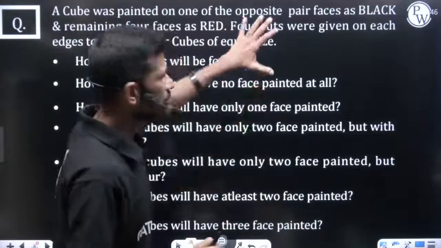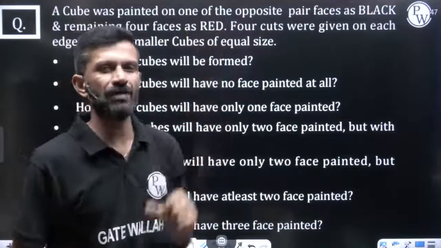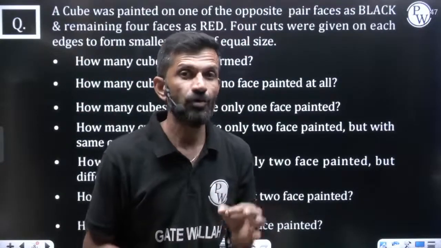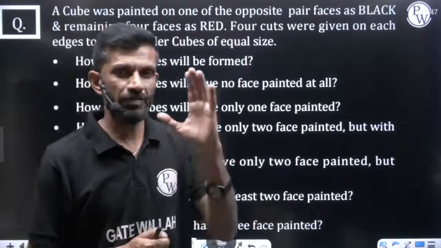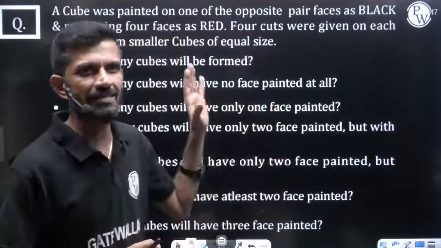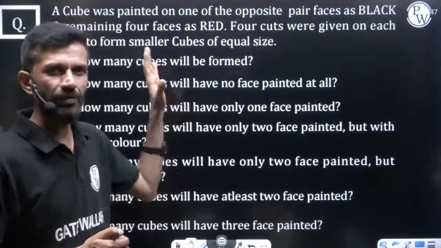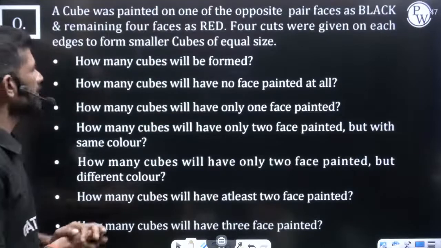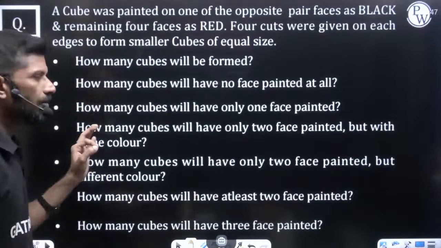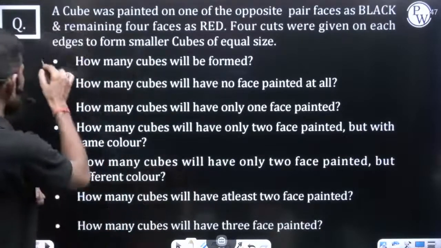Now, based on this data, they will ask you any one question. But as I said you, there will be total 7 different patterns of the question. So let's see what are those 7 patterns. We'll discuss the answer. Milind, Rahul, don't worry. We'll discuss all the answers. Let us understand the questions first. Okay. First question. How many cubes will be formed? This is the first question.